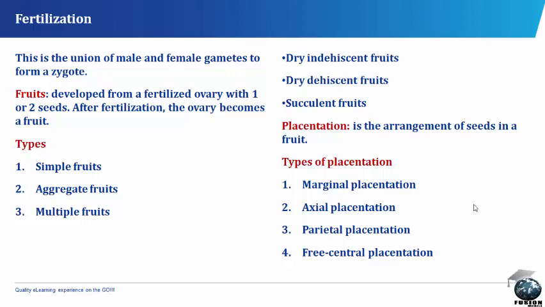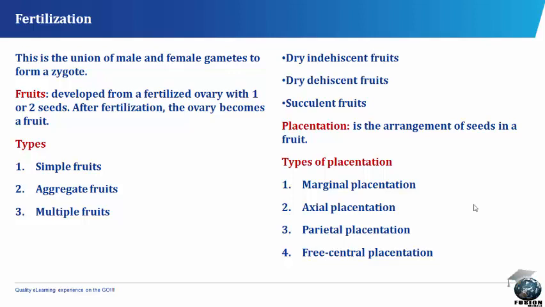Marginal placentation occurs when ovules are arranged along the edge of the carpel. An example of this type of placentation is crotalaria. For the axial placentation, ovules are arranged on a central column. Examples, tomatoes and oranges.